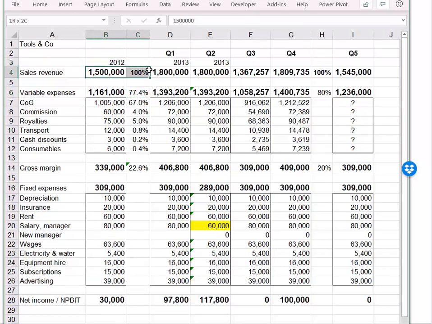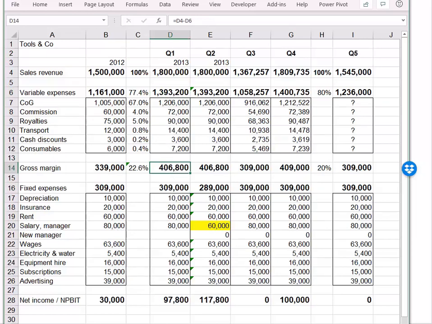But if you do more sales, you would expect that you would have to manufacture more goods in order to make those sales. So we calculate here what is 77.4% of the sales. Now, if you wanted to, you could have done those all individually, but that's not necessary. Really, we're just going to calculate the variable expenses, 77.4% of sales. Sales minus variable expenses gets us to our gross profit margin of 406,800.